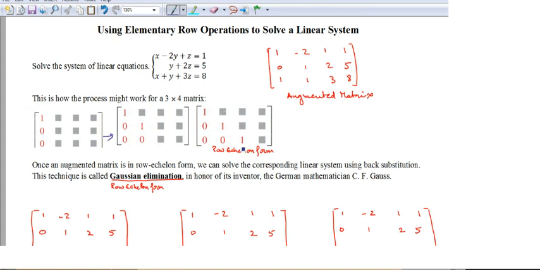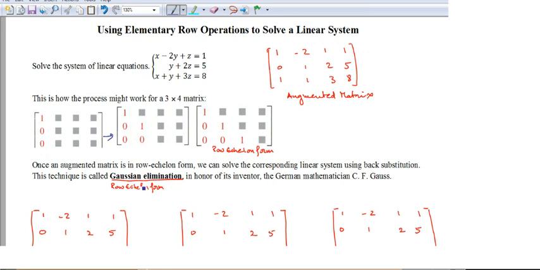That leaves you with z equals some number, y plus some z equals some other number, and so on. And these terms in here are called the row echelon form. This is row echelon form. And once it's in row echelon form, you could use substitution and then solve the system, as we're going to see in this example. And this technique is called Gaussian elimination.